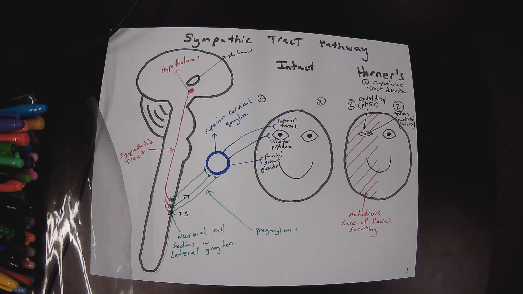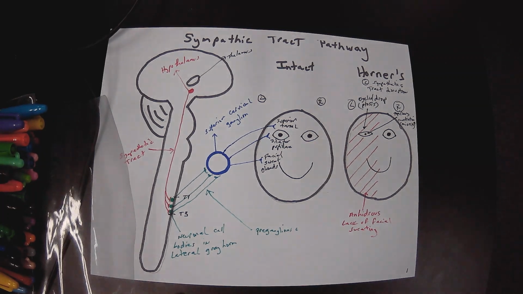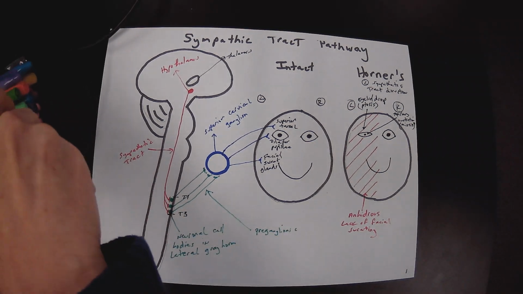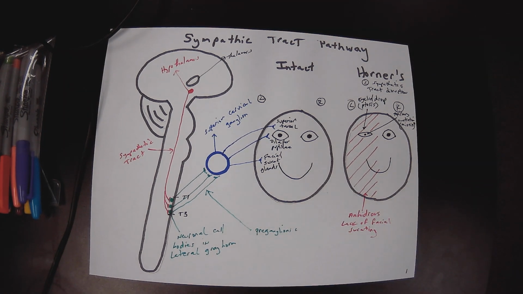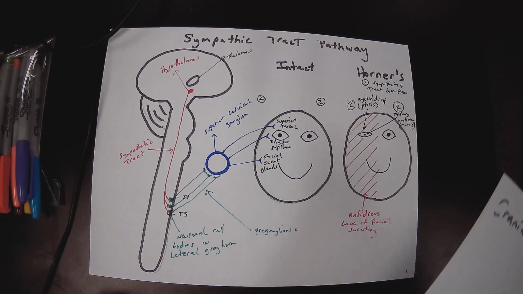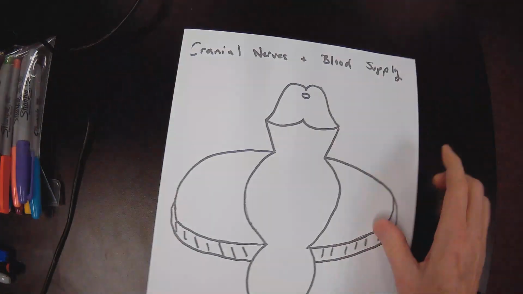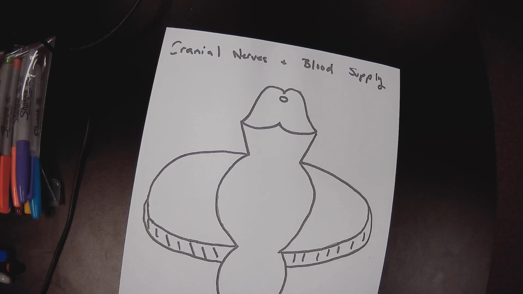Okay. Questions about that? It's kind of an important concept. I'm sure you're going to see it again, no doubt. So, that sympathetic tract pathway, there's no other questions. We'll move on to cranial nerves and blood supply. And now this is where we're going to start putting everything together.